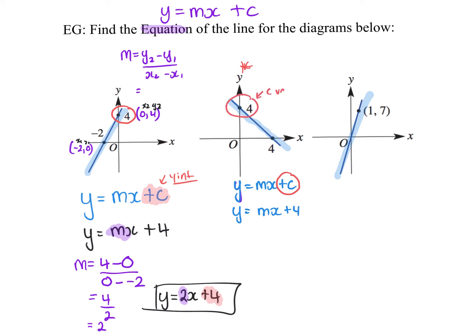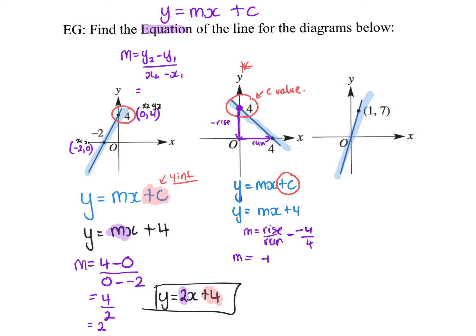the c value. Okay, and now this time I might use rise over run to find the gradient, because we've done that method as well, where you go from one dot. So I might go from this dot and I go down a rise of -4, because I went from 4 to 0, and then I go across a run of 4. So the gradient for this one is -1.